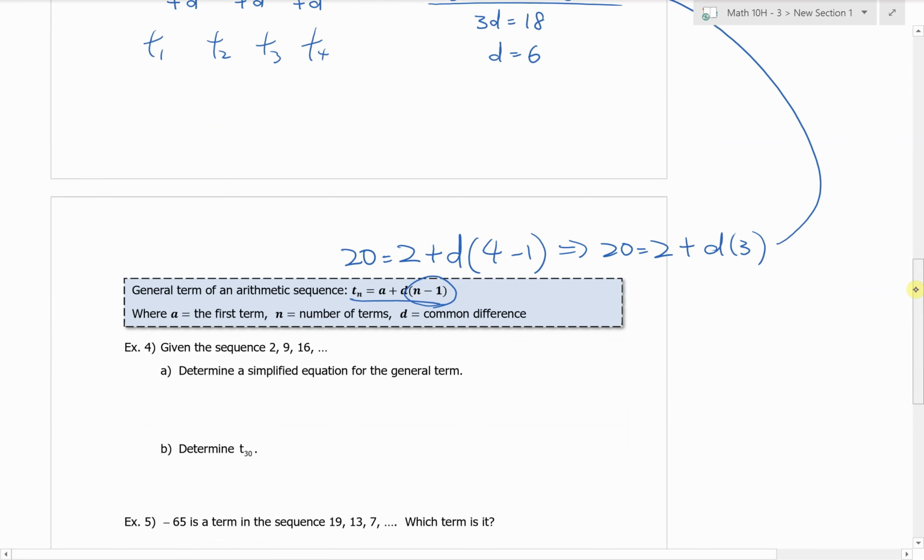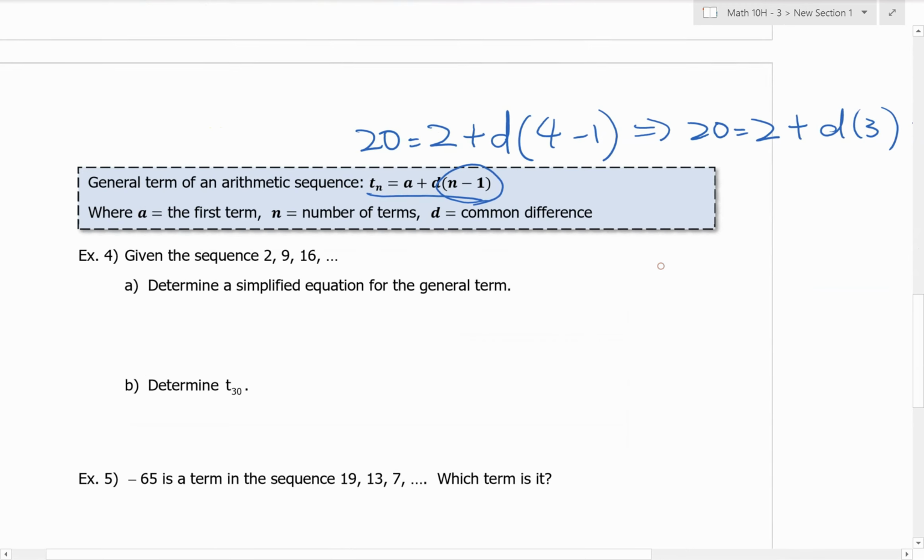Okay, so that's the formula. Basically, you can do the rest of this handout with this formula. I will just show you a couple more examples here. Example 4: given the sequence 2, 9, 16, and so on, determine a simplified equation for the general term.